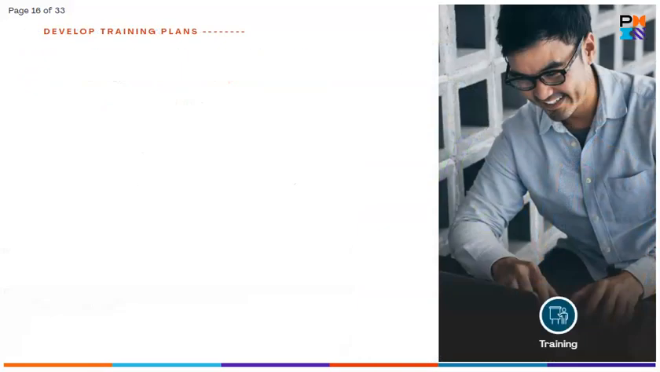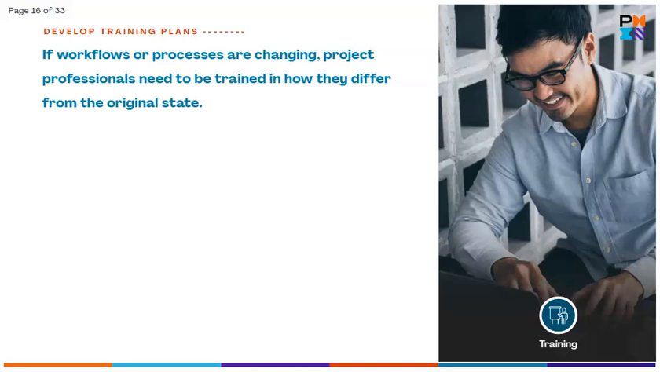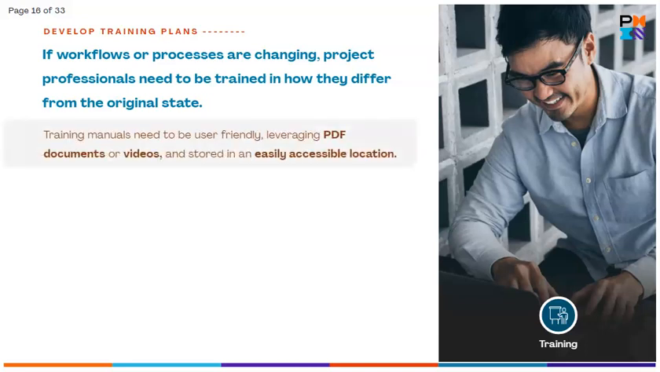Training plans are vital to the successful adoption of any new technology, regardless of the industry. If workflows or processes are changing, project professionals need to be trained in how they differ from the original state. Training manuals need to be developed in a user-friendly format, leveraging PDF documents or even videos, and stored in an easily accessible location. It will take professionals time to get up to speed, so having documentation that is easily referenceable will help create a smooth transition.